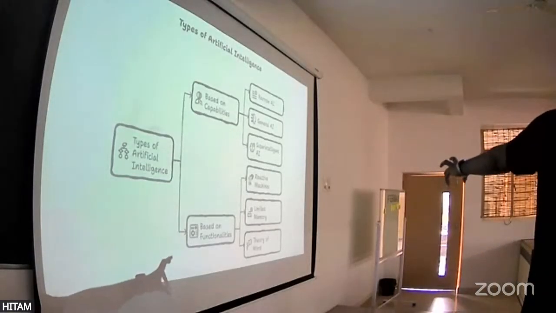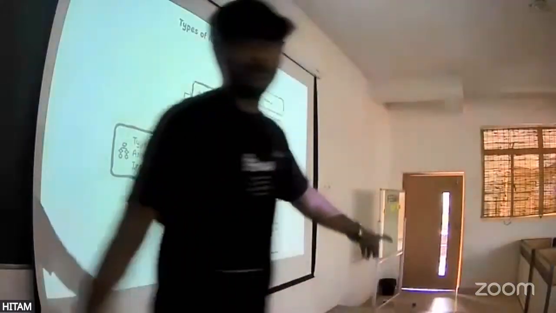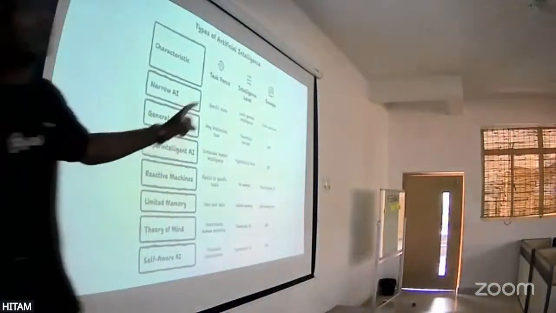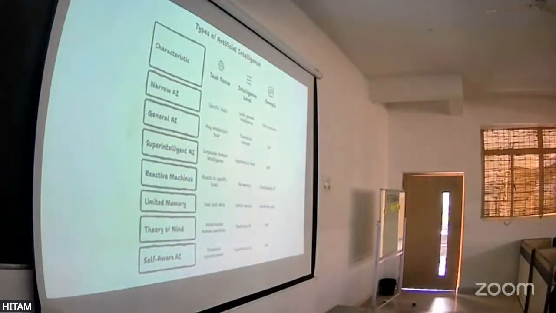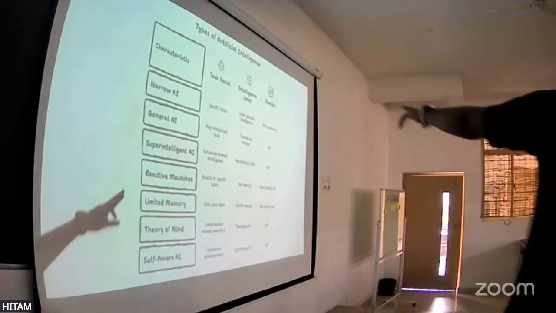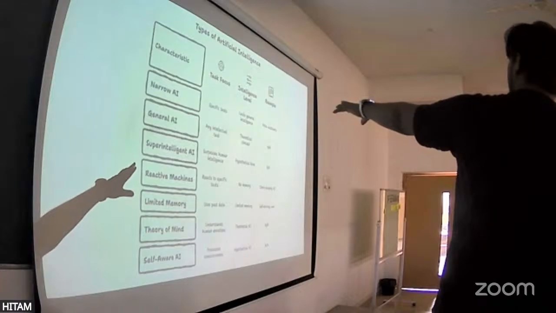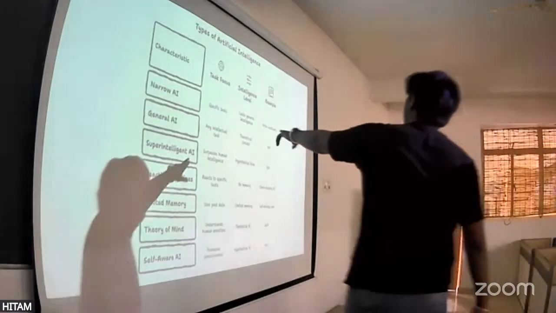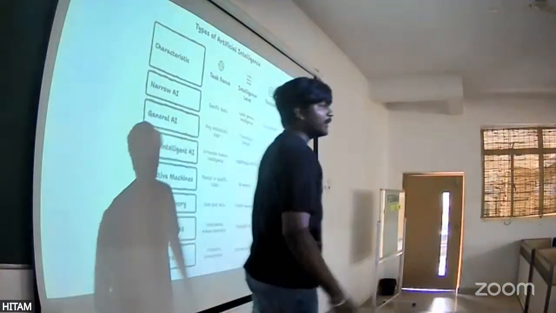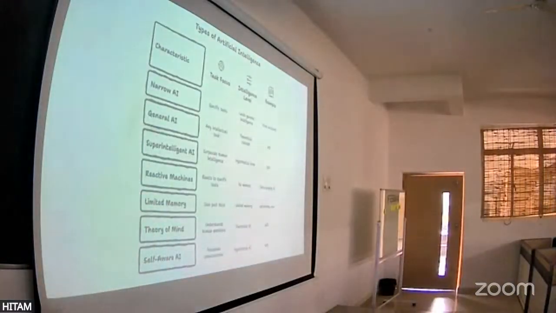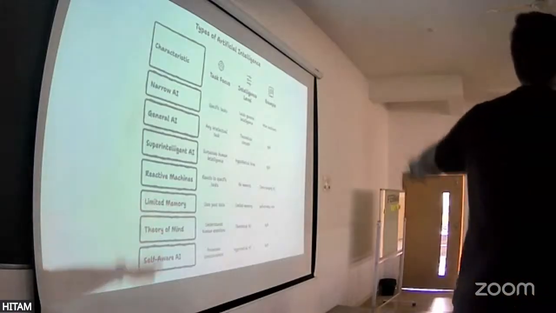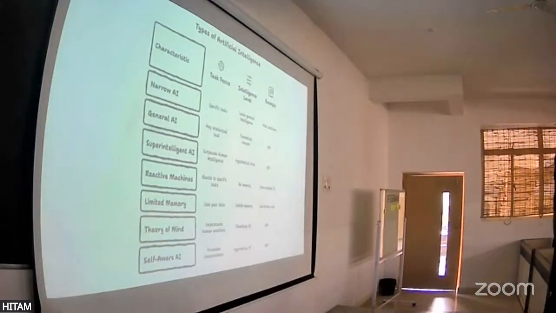Right? So narrow AI basically works and focuses on a single task, only one task. Only a specific task they can focus on, only a particular task they have knowledge of. For example, when we talk about voice assistants, we have Siri, Google, and so on.